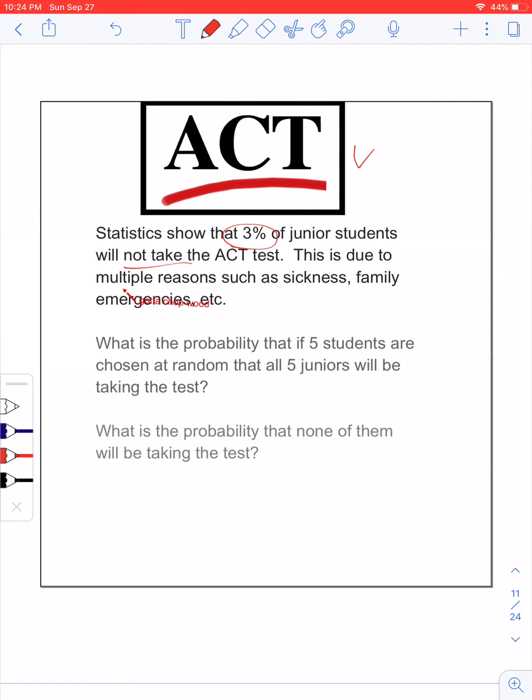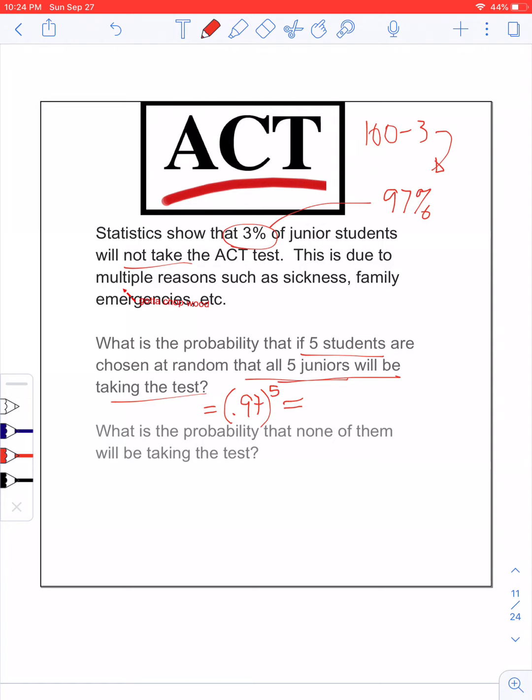So if we have 5 juniors randomly picked, what are the chances that all will be taking the test? So the first thing you need to know is, what is the chances a junior takes the test? Like in the last problem, let's find out what the percentage is of the ones that will. So if we take 100 minus 3, that gives me the 97%. All right, so if I got 5 juniors, that means the first junior, 0.97. The second junior, 0.97, all to the 5th power.